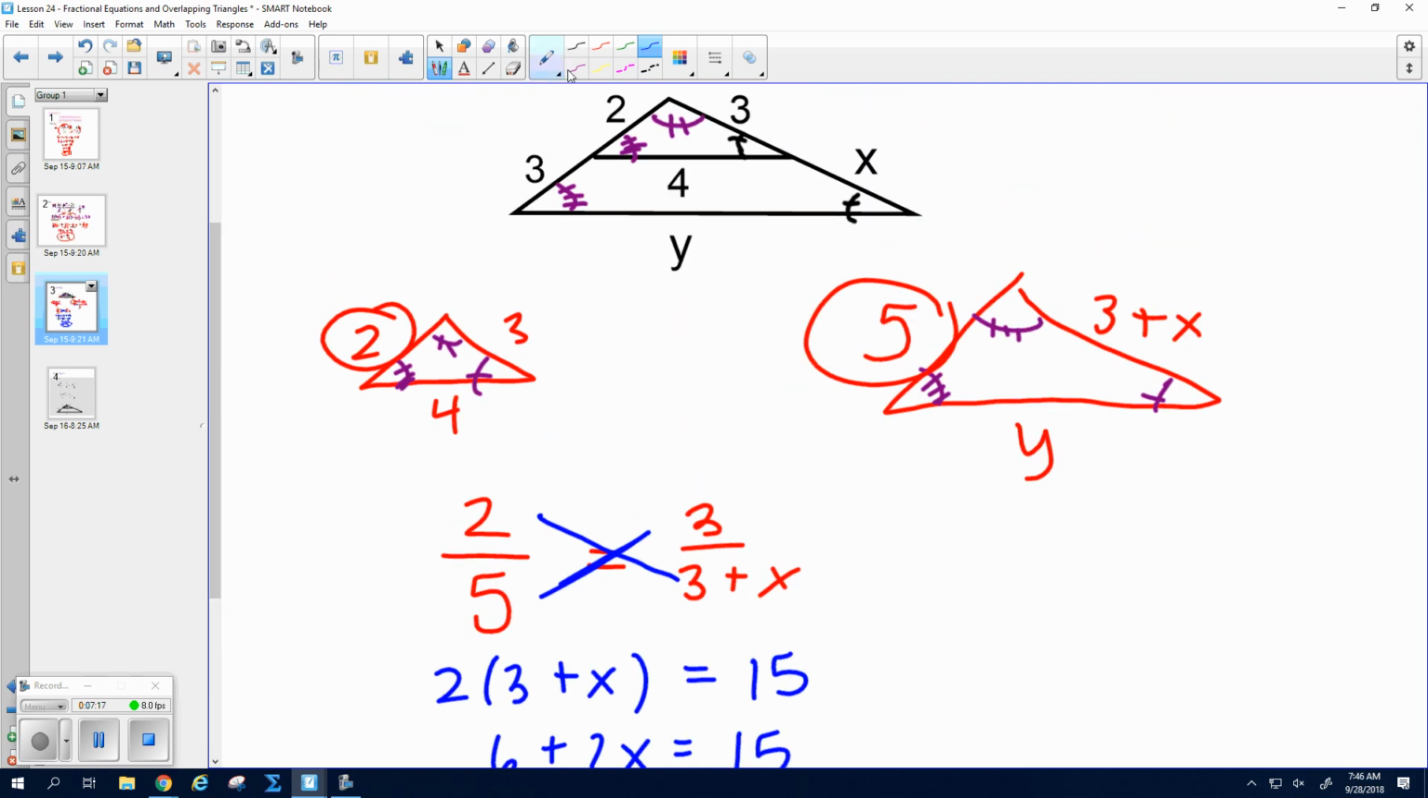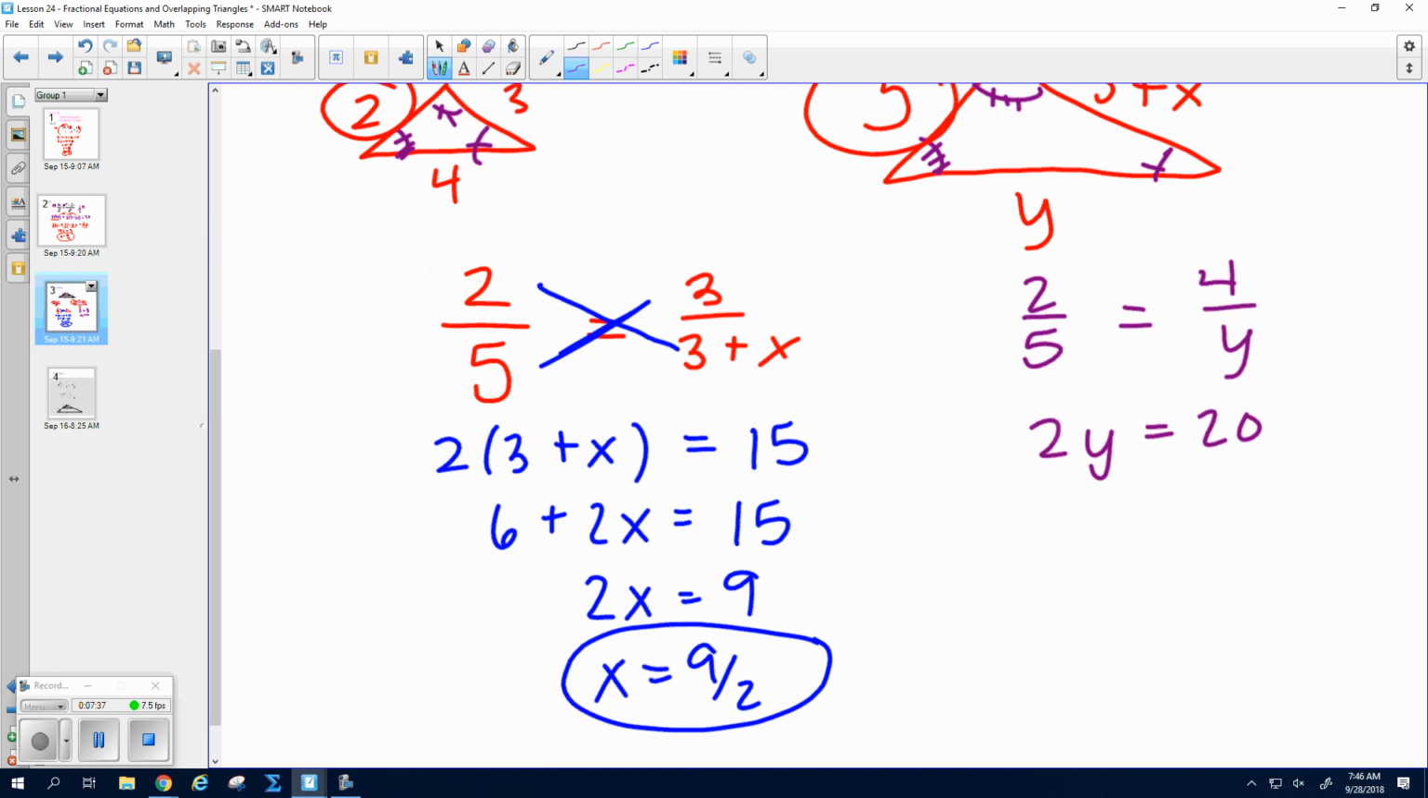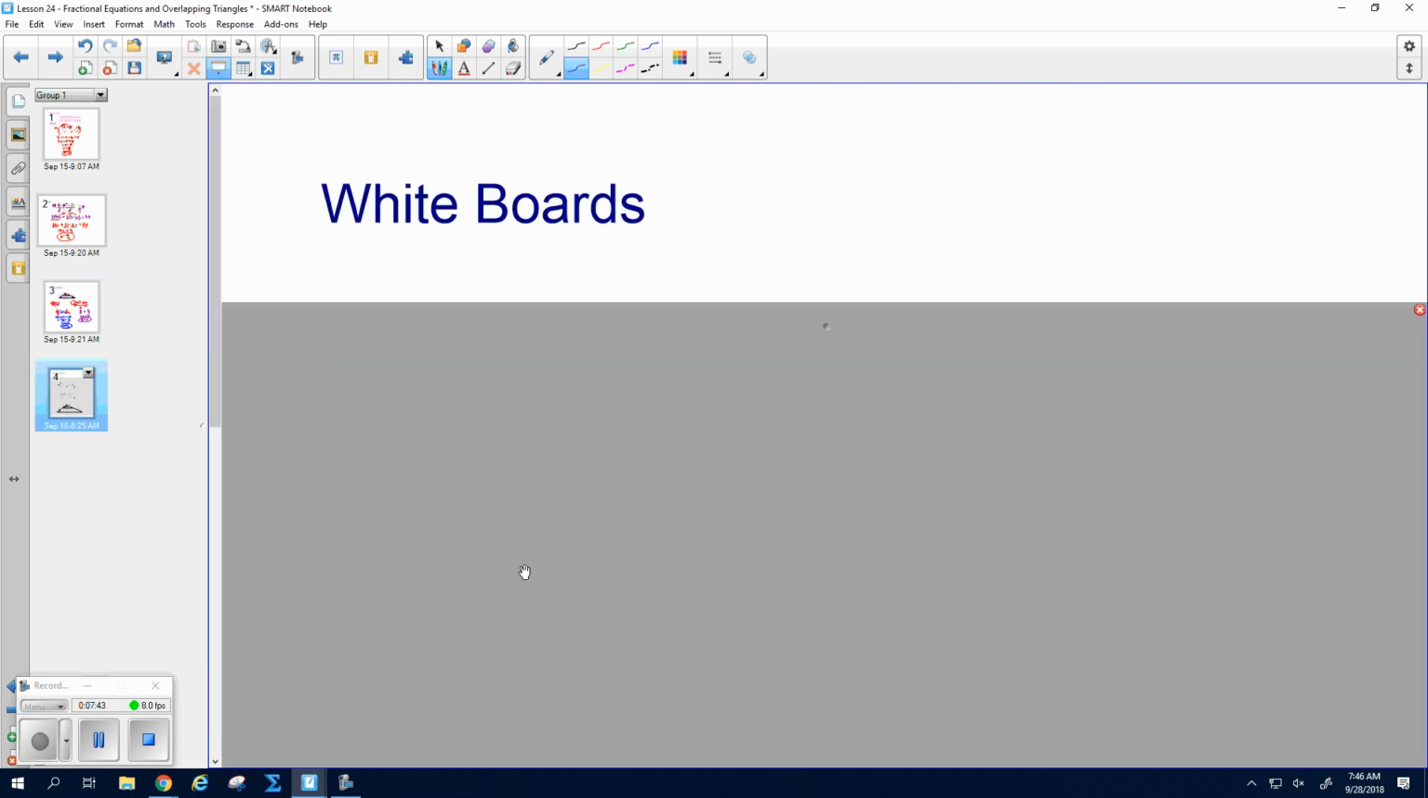All right, we're going to start the same thing over again with 2 over 5. But now I want to find y. And so, Ben, if I do 2 over 5, what should my other fraction be to find y? Good, 4 over y. Cross multiply, 2y equals 20. And divide by 2, we get 10. Okay, and then we'll go to whiteboards.